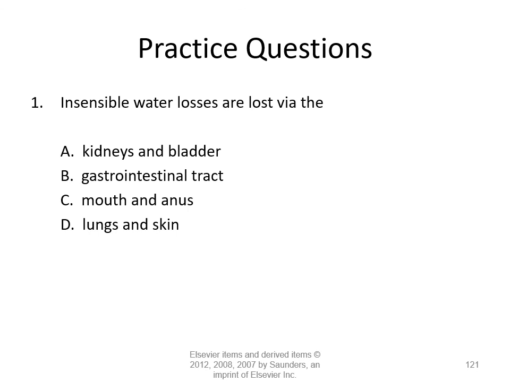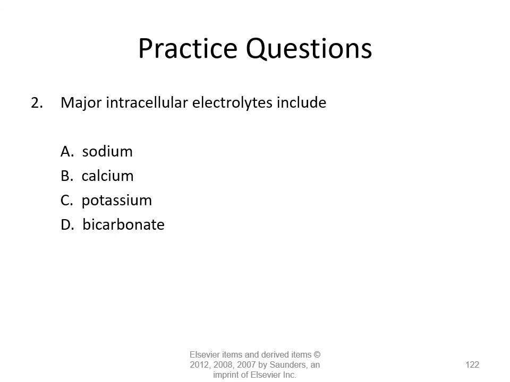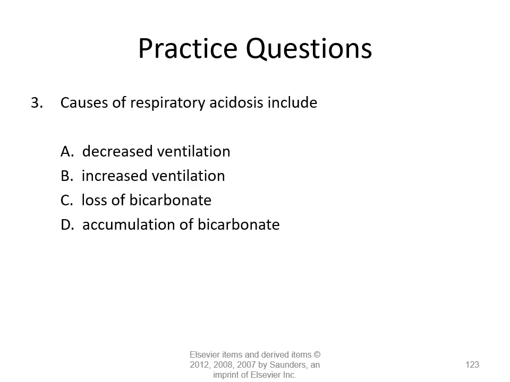All right, so let's take a look at some practice questions. Number 1, insensible water losses are lost via the, and that is answer choice D, lungs and skin. Number 2, major intracellular electrolytes include, and that is answer choice C, potassium is in the cells. Number 3, causes of respiratory acidosis include, and that is answer choice A, decreased ventilation.